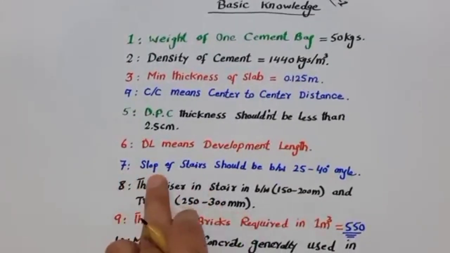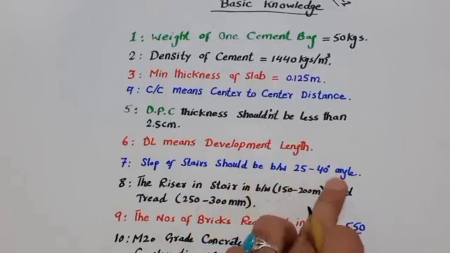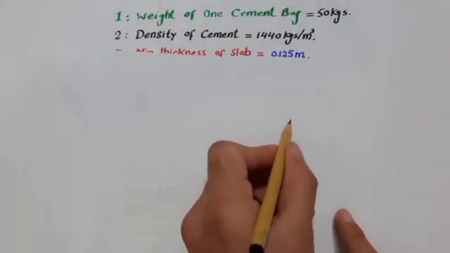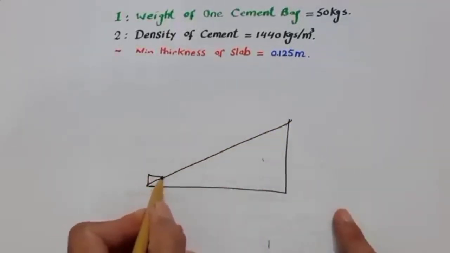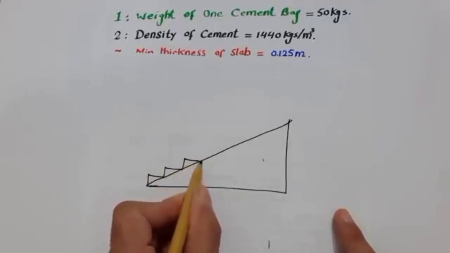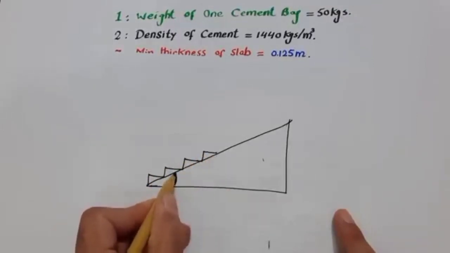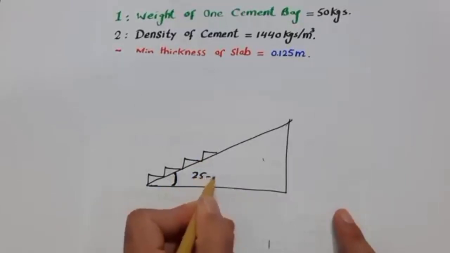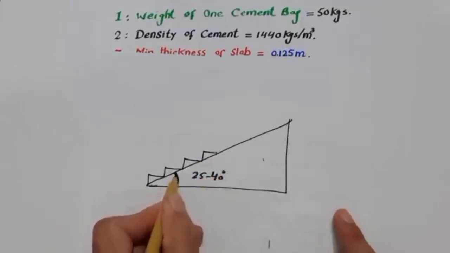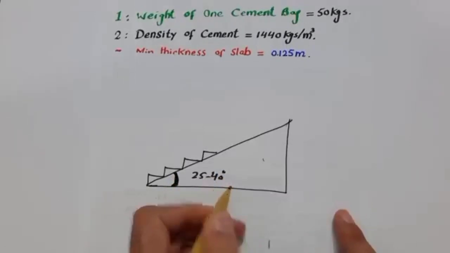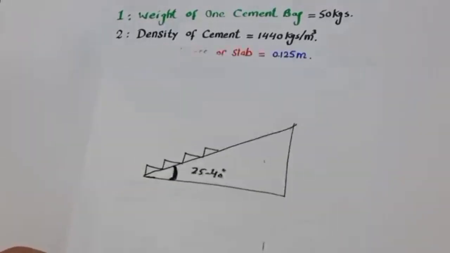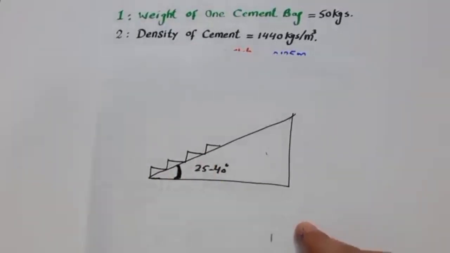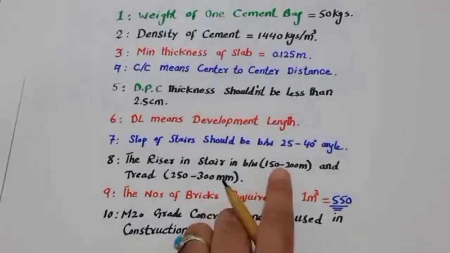The next one is, guys, seventh, slope of stair should be between 25 to 40 angles. What does it mean? Guys, you can see this is a wall, this is stair. This angle, guys, you can see these are steps. So this angle should be between 25 to 40 degree. It should not be more than 40 degree, otherwise the people will face more problems when they are using these stairs. So the angle should be between 25 to 40 degree.